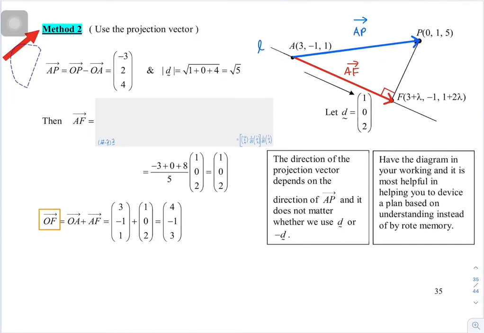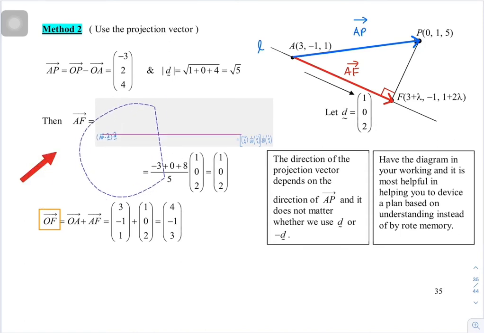In method number 2, we use the projection vector concept. Now in this diagram, AP is the vector joining the point A to P, and AF is the projection vector of the vector AP onto the line L. So our first objective is to find what is the vector AF. Now using the formula that we have discussed earlier, the vector AF is given by this formula.